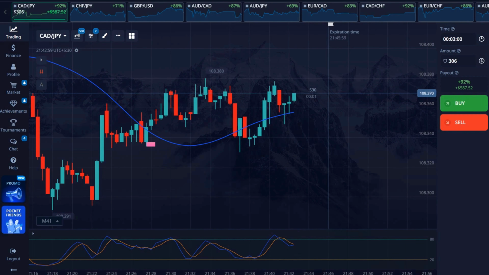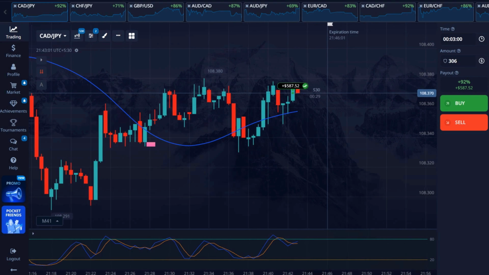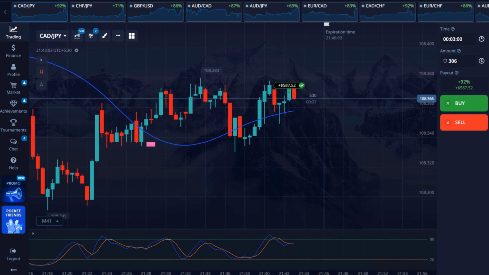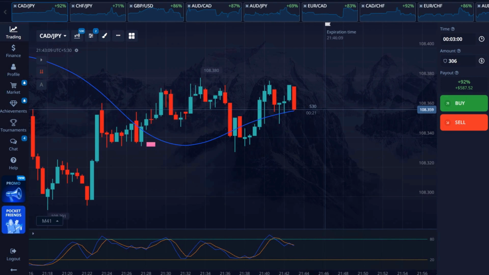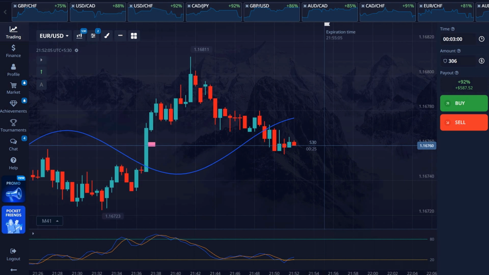And here's the final outcome. The price continues moving higher, closing the trade in profit. The TMA line stays upward, and the stochastic lines remain above 50, confirming that buyers are still in control. This was a clean winning trade. It followed every rule of the TMA and Stochastic Turbo strategy.